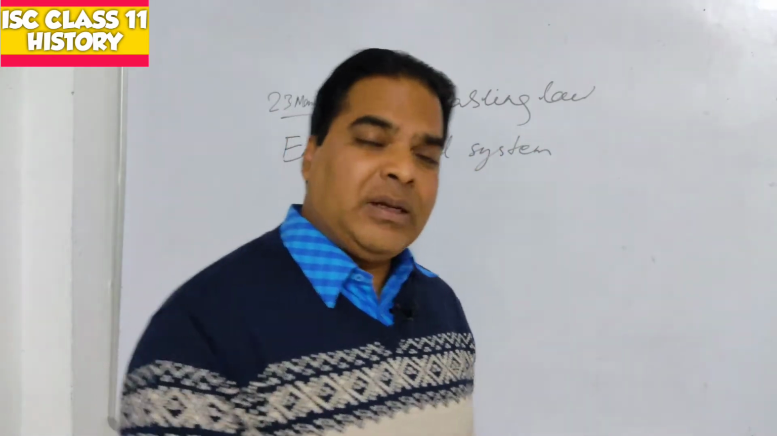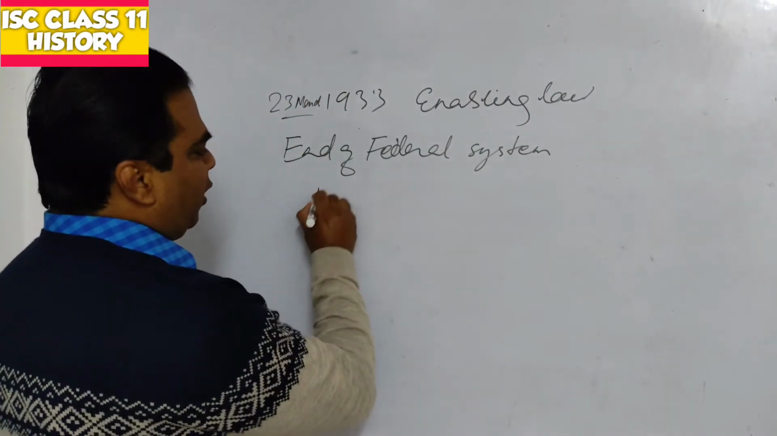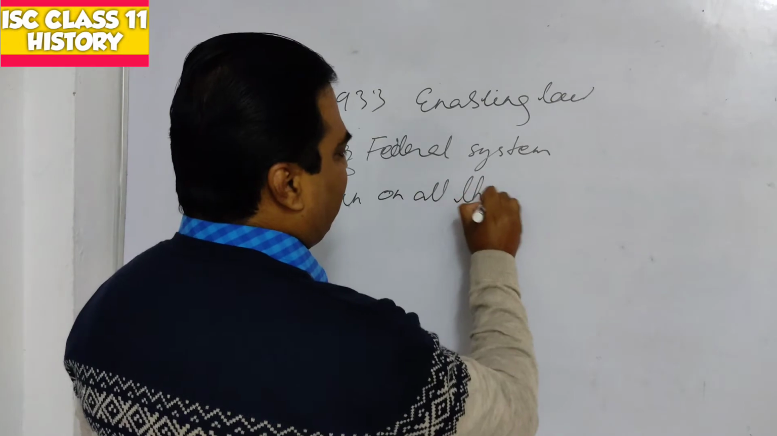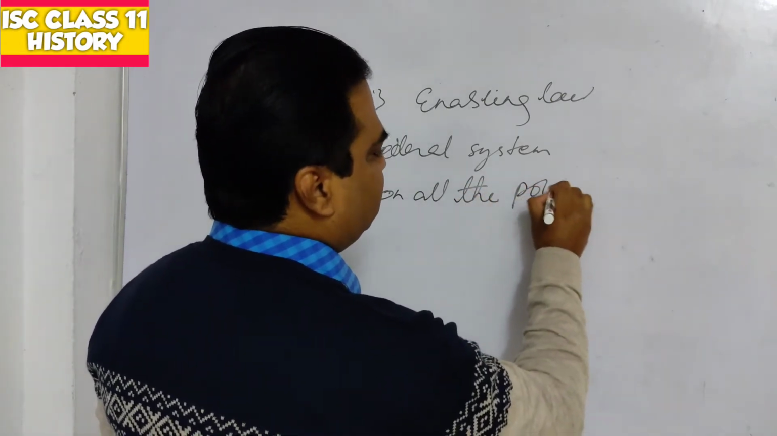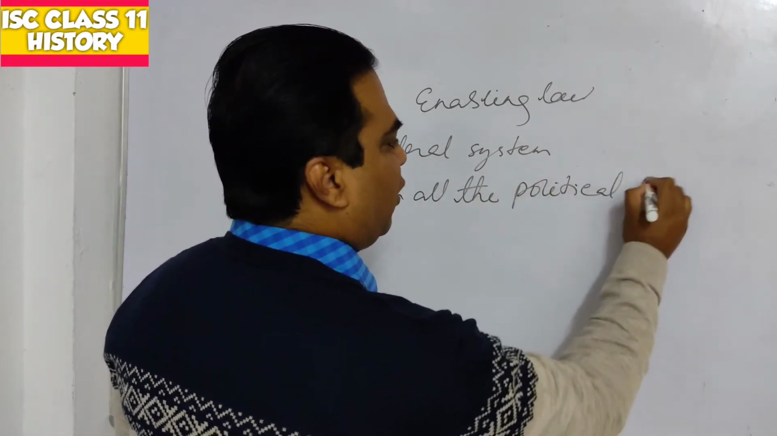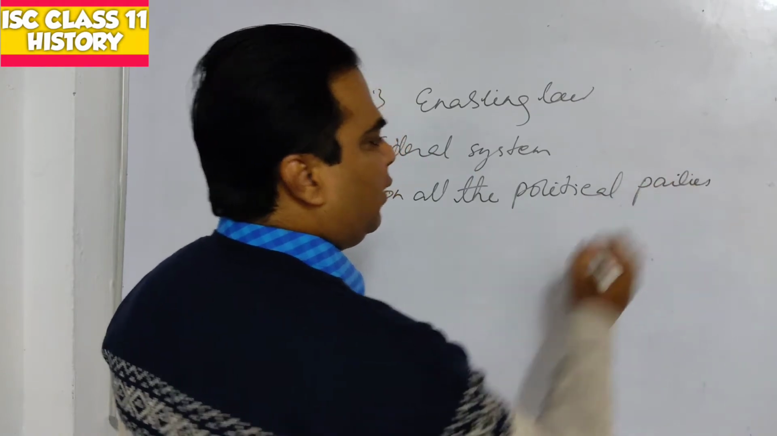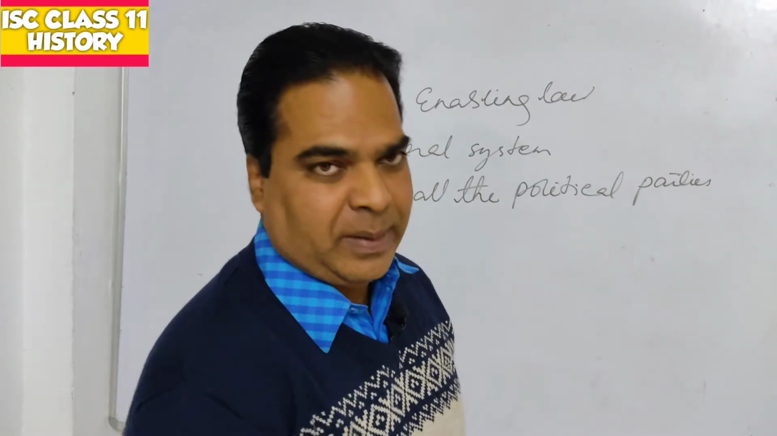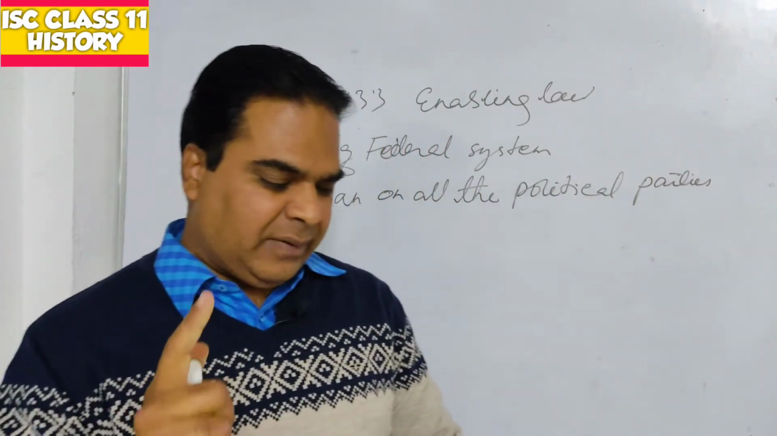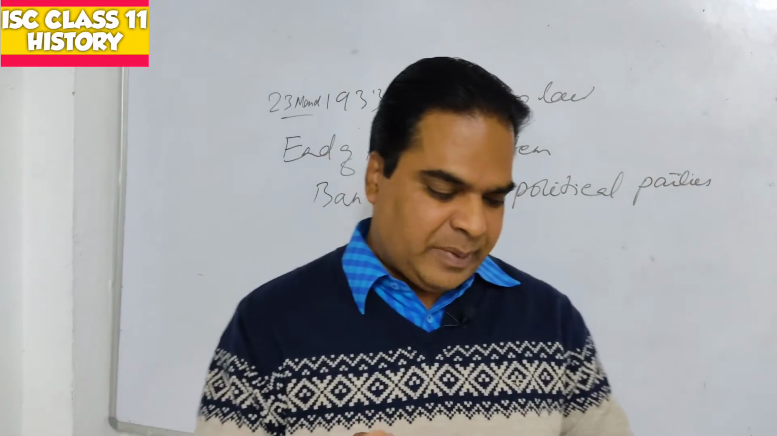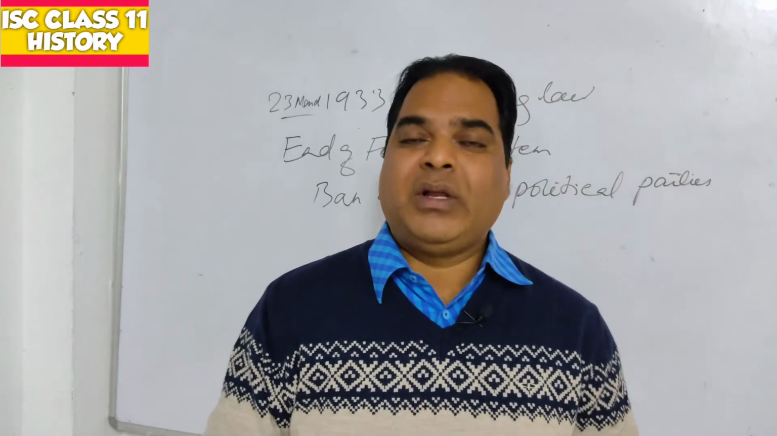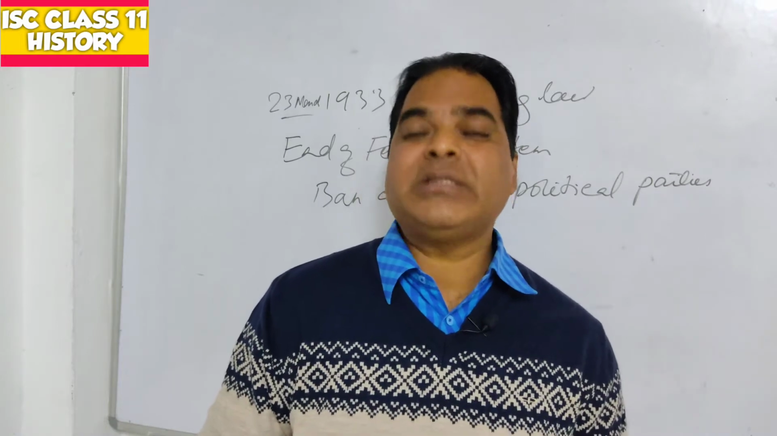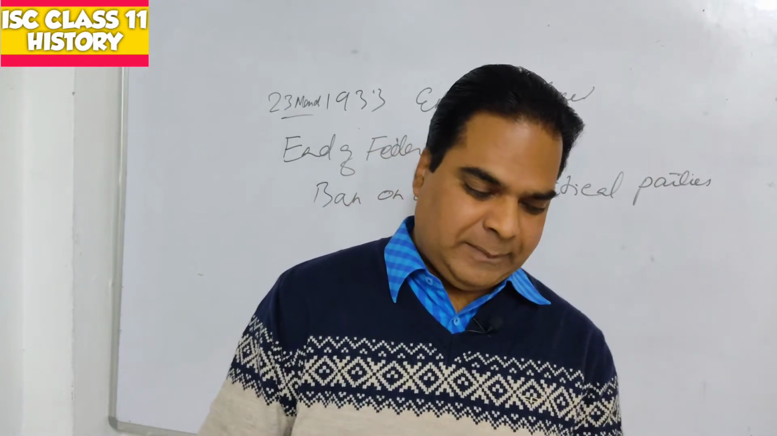Then next one, what did he do? Ban on all the political parties. All the political parties were banned, okay. Now only one party was left, that was the Nazi party, okay. So Germany now became a one party state. After banning all the political parties, Germany now became a one party state, okay.